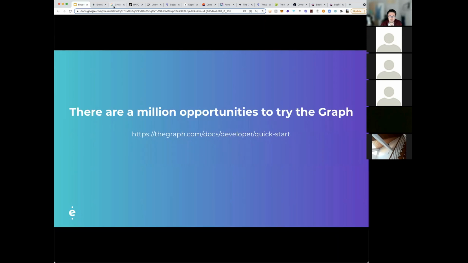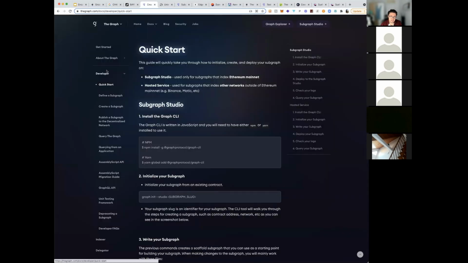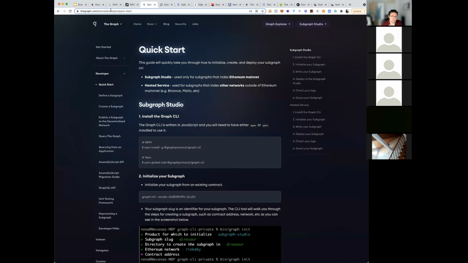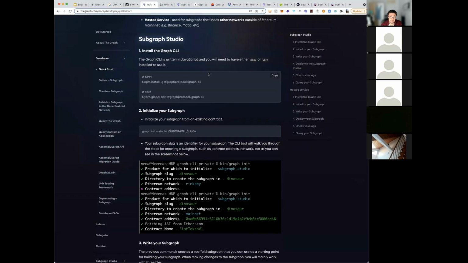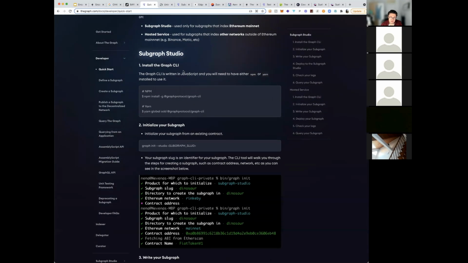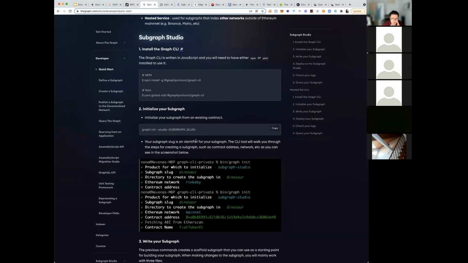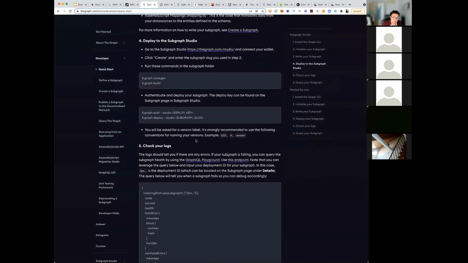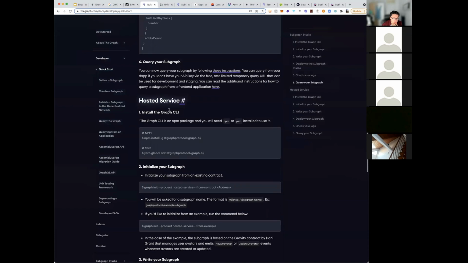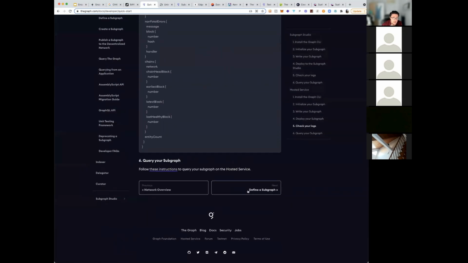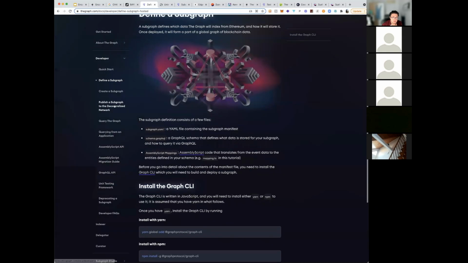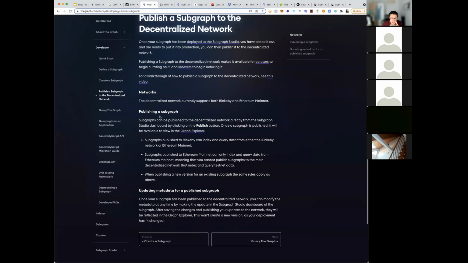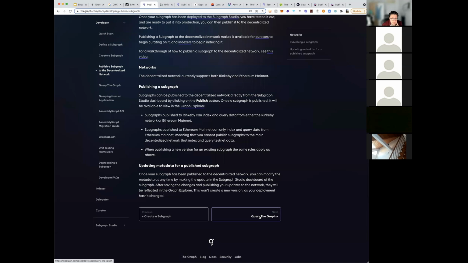If you do want to start getting properly started rather than me doing this, you can go to thegraph.com/docs/developer quick starts, where it actually talks you through doing it properly, and you install Graph CLI, which is written in JavaScript. You initialize your subgraph. You actually write the subgraph, so we'll talk about how you do that and how you make one very simply. Check your logs, if you're using the hosted service, and then talk about how you define the subgraph, how you actually publish it, and so not like I just did.